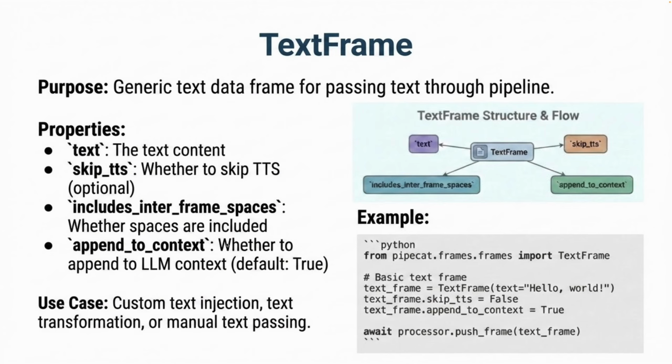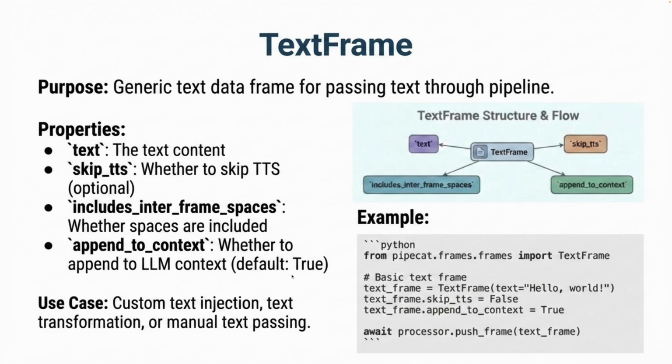Interframe spaces are basically the spaces in the text. With one text frame followed by another text frame, do they have the spacing or not? Generally when we are generating the text manually, we always include the space ourselves, so this is set to false. Then there is append to context, whether we want to append to the LLM context or not. By default it is set to true.